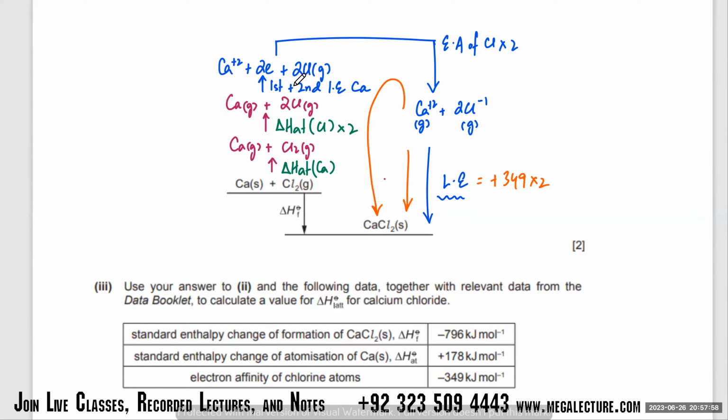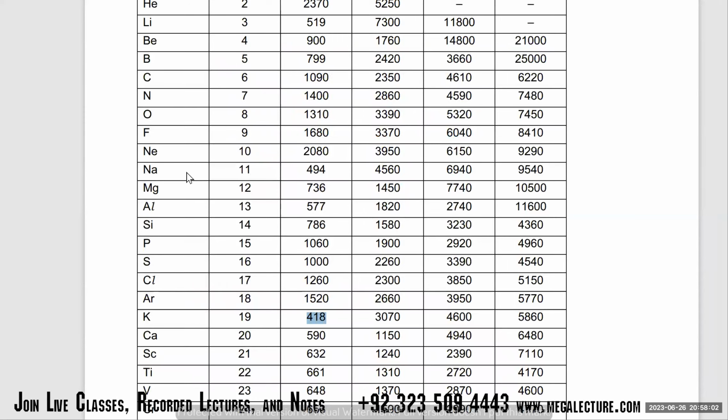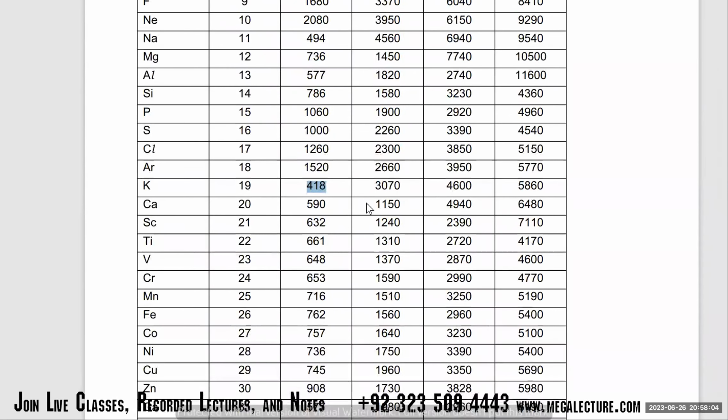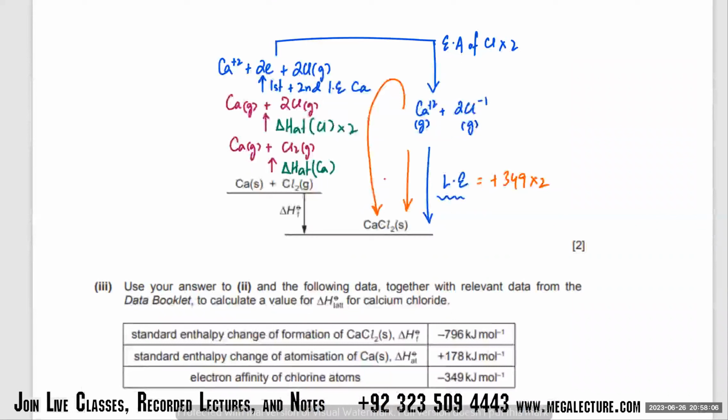The first and second ionization energy of calcium has to come from the data booklet, which is 590 and 1150. So it's going to be minus 590, and this value has to have a negative sign as well.